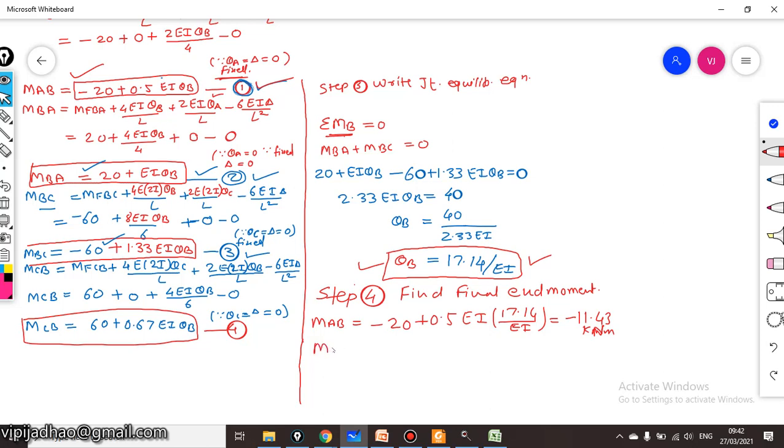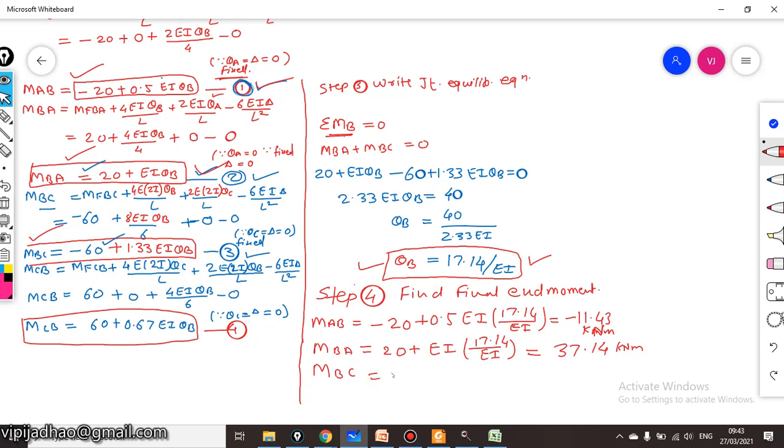Similarly, put this value of theta b in MBA, equation number 2. So this will become 20 plus EI into theta b, 17.14, divided by EI. This will be equal to 37.14 kilonewton meter.